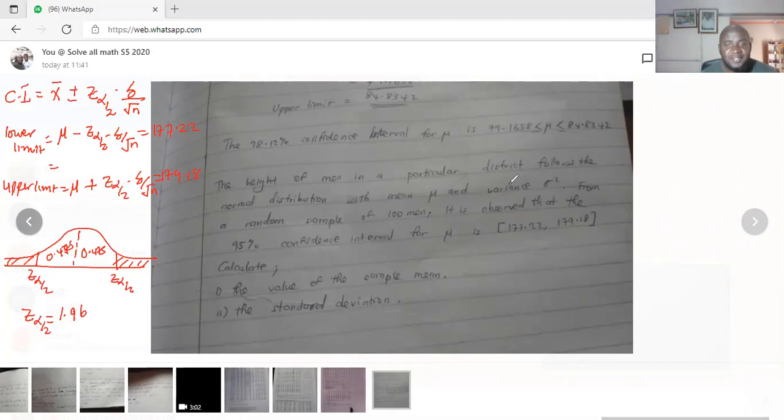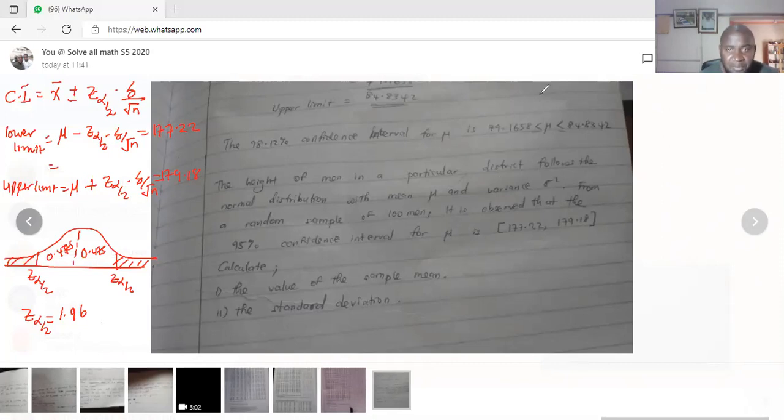Opio Andrew. Opio, are you there? Yes, teacher. Hey, what is the Z alpha over 2 for the 95% confidence interval? It is 1.96. Okay. If you don't know that it's 1.96, go to the table and find it. Whoever does not know that it is always 1.96, from now on you go to the table, find it. Okay, now we can substitute.